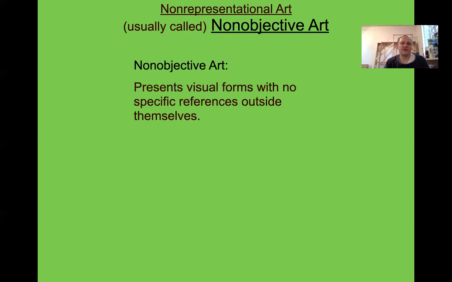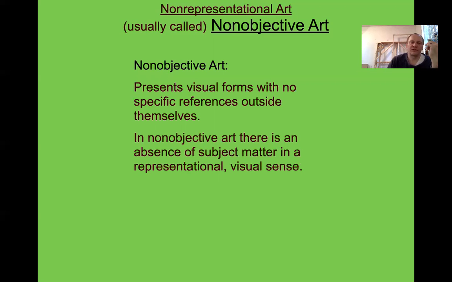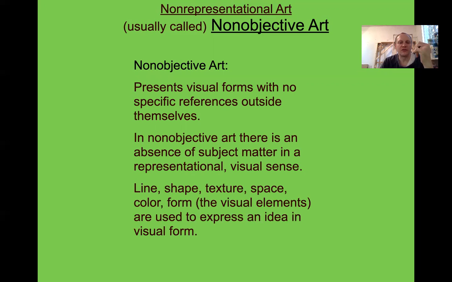So, non-representational art. We could also call this non-objective. This is the non-representational part of abstraction, just like I just described with Kline. We're not presented with visual forms that have a source material. We are presented visual forms with no specific representations or references outside of themselves. There's an absence of subject matter in the traditional sense. It's not representational. Again, remember that. Line, shape, texture, space, color, and form elements are used to express an idea in visual form.